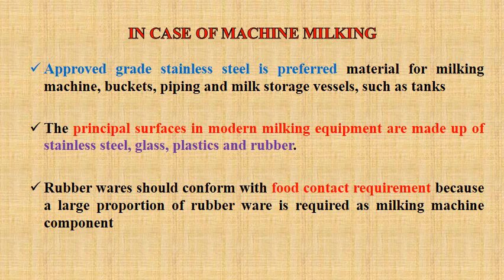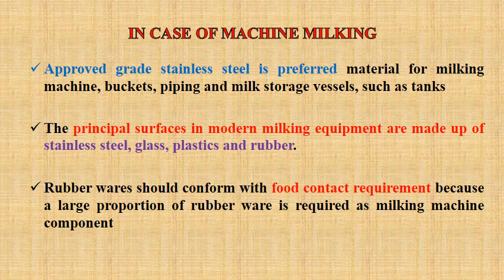Now we will see a few important aspects about clean milk production when machine milking is done. So far we were talking about hand milking. In this case, approved grade stainless steel is the preferred material for milking machines or buckets, piping and milk storage vessels such as tanks, etc. The principal surfaces in modern milking equipment are made up of stainless steel, glass, plastics and rubbers. So all these materials should be of food grade quality.